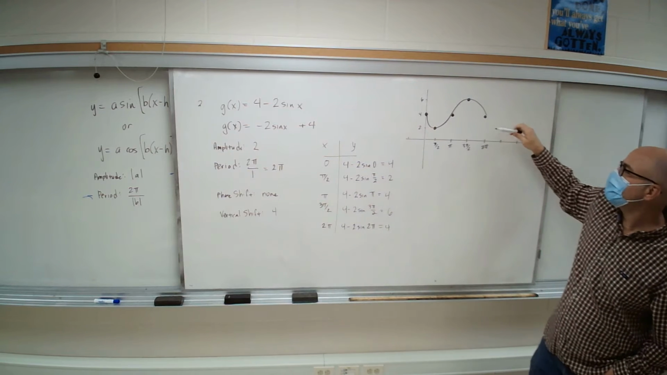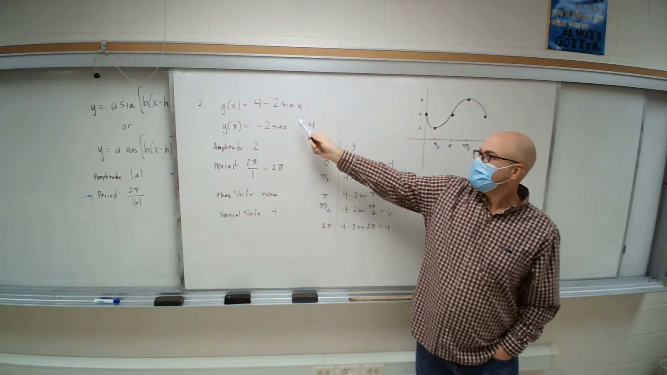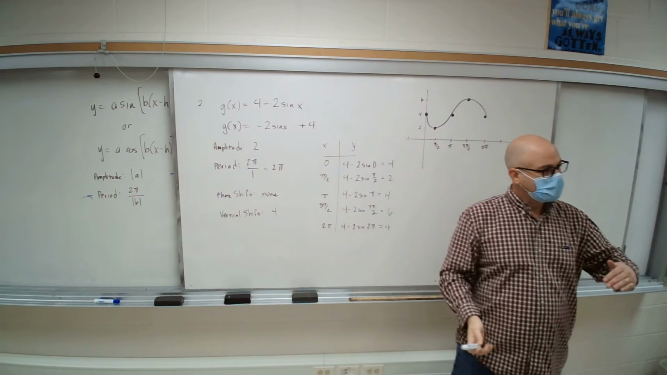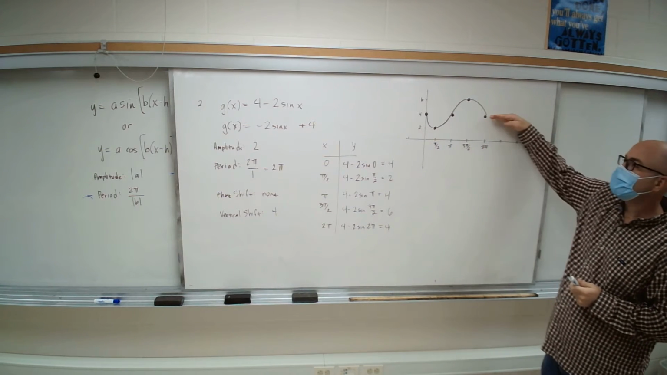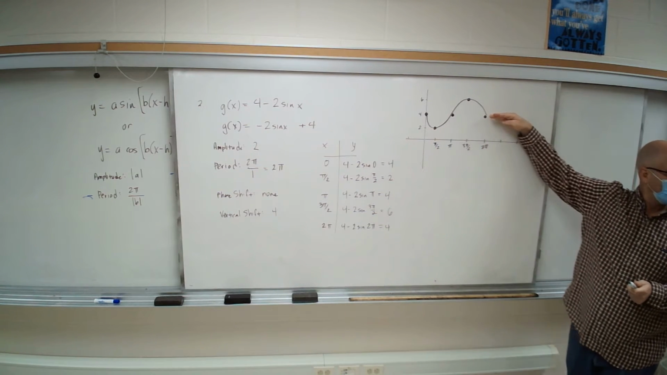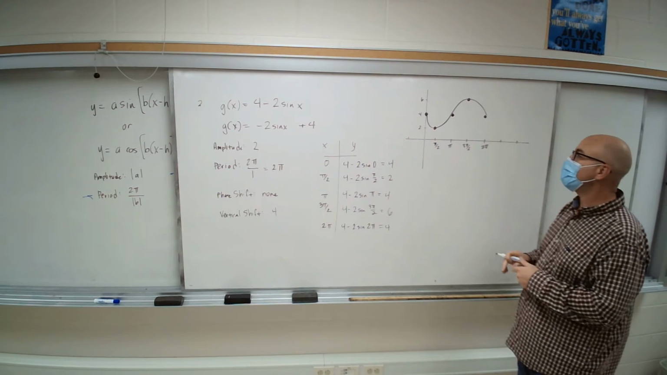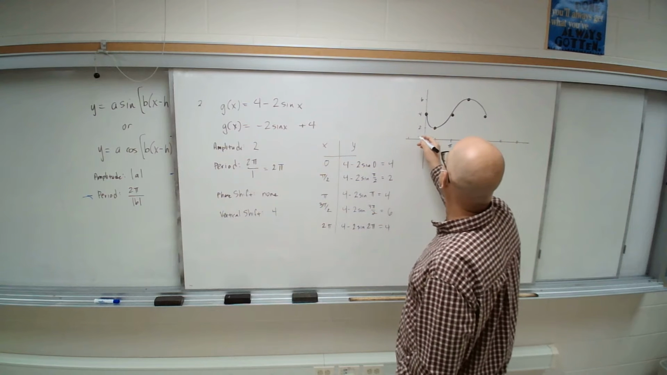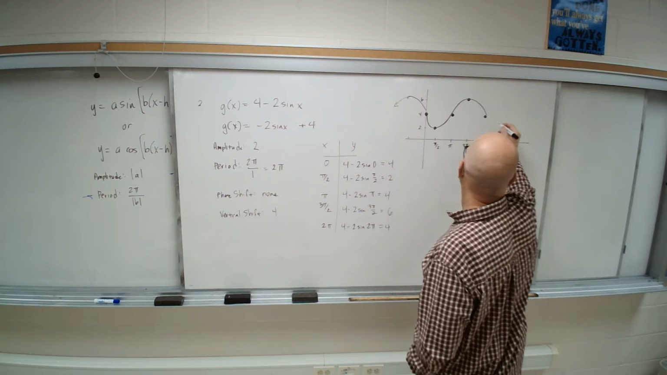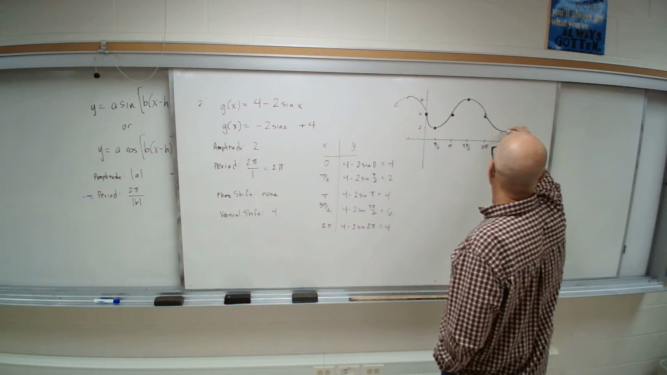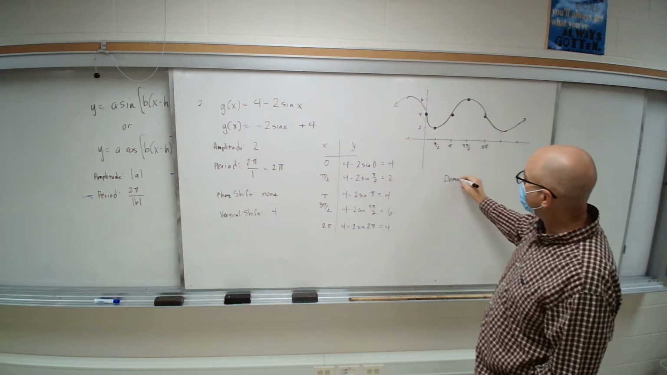Can we see, where's the midline at here? 4, right? That's what the vertical shift does, it moves the midline. Now if we look, you see the amplitude is still 2, right? It goes 2 above the midline and 2 below the midline. Same thing's going on. Now again, if we wanted to put other points, we could do that. We could continue it on. Things like that. But I think it asks us about the domain and the range.